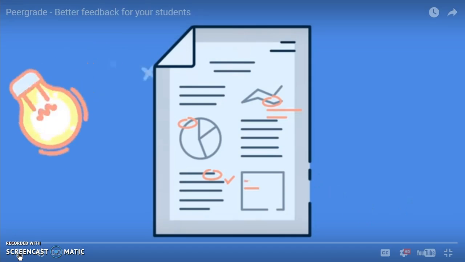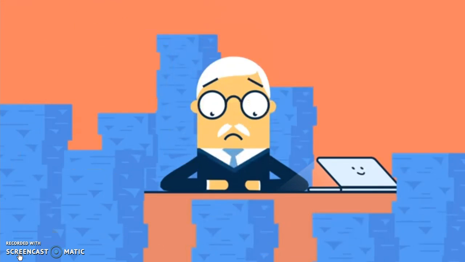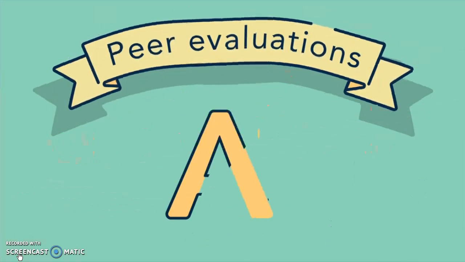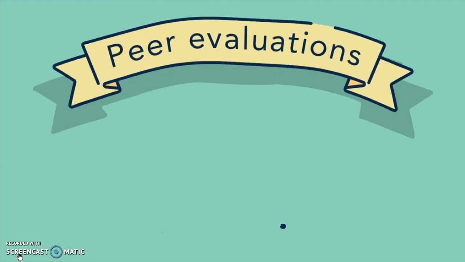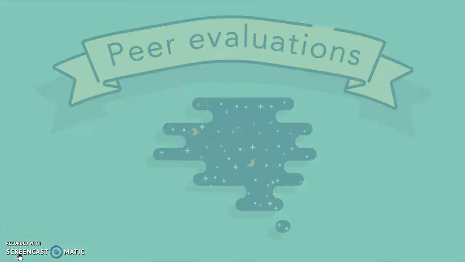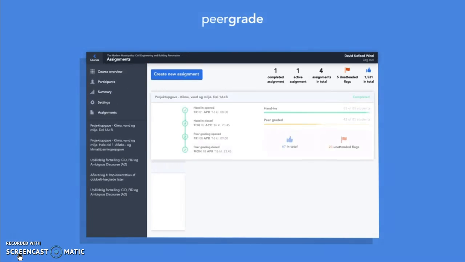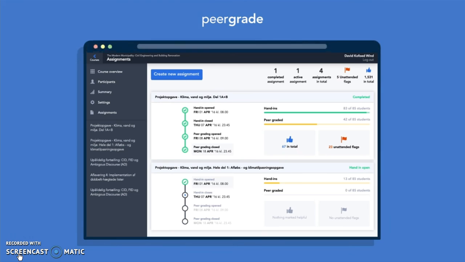Giving feedback to your students is important, but when you're faced with budget cuts and busy schedules, feedback is often sacrificed. Peer evaluations offer a way to reduce time spent on grading, while also providing quality feedback and encouraging critical thinking. Peergrade is a simple all-in-one peer assessment platform that gives students and teachers an improved learning experience. So, how does it work?